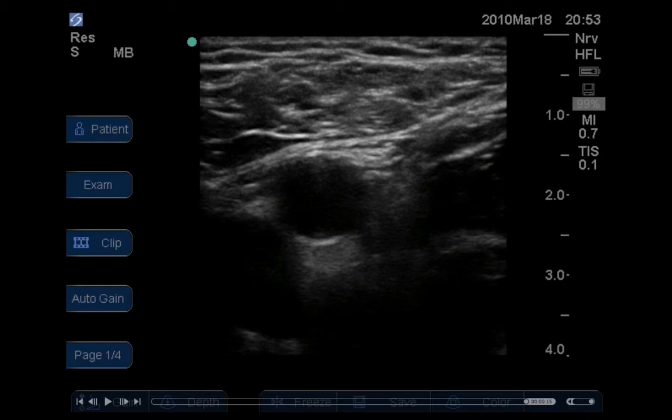So the probe would be transverse, and you could have an in-plane approach from lateral to medial. It's only about 1.5 to 2 centimeters deep, so it's not a deep block, and it ought to be straightforward. But certainly, it's frustratingly difficult compared to how easy it is to do with a nerve stimulator.